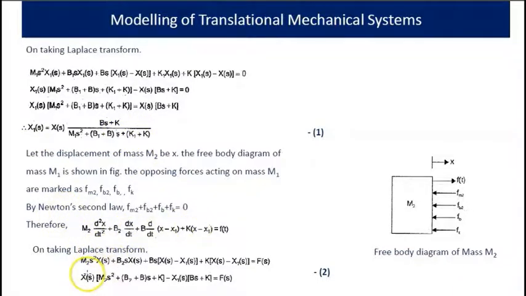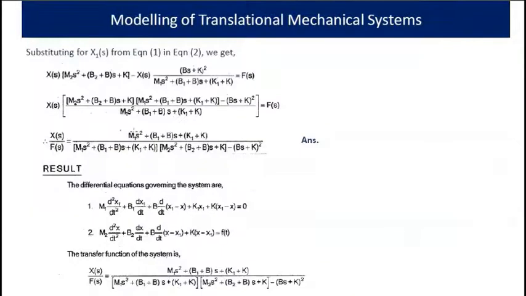Similarly, for the second equation also take the Laplace transform. Here there is X1(s). We want the ratio of X(s) by F(s), but here there is one X1(s) in this equation. Substitute the value for X1(s) from the earlier equation. Then you have to simplify. Finally you will get the transfer function as this. So the result is these two differential equations, and the transfer function X(s) by F(s) is this. That is the answer.